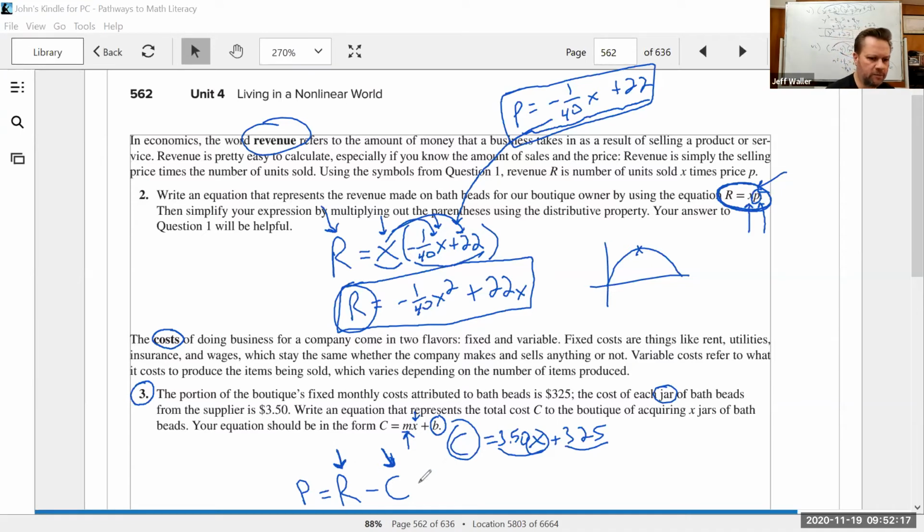So what is this going to be? Well, we know what R is. It's this funky thing here. That's R. We figured that out earlier, right there. Minus the costs, which is this funky thing. Let me see if you guys are cool with this. So minus 350x minus 325.